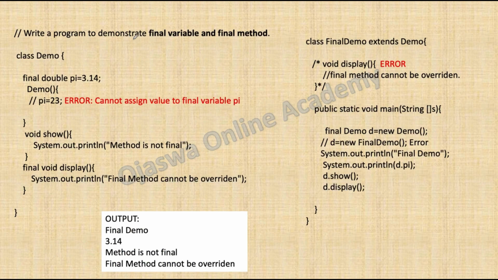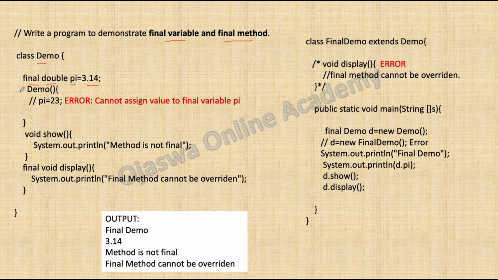Write a Java program to demonstrate final variable and final method. So we have a class demo and we have declared instance variable pi of type double. Value of pi is 3.14. It is a constant. If you want value of variable pi shouldn't be changed, declare the variable as final. Hence, we have declared variable pi as final.